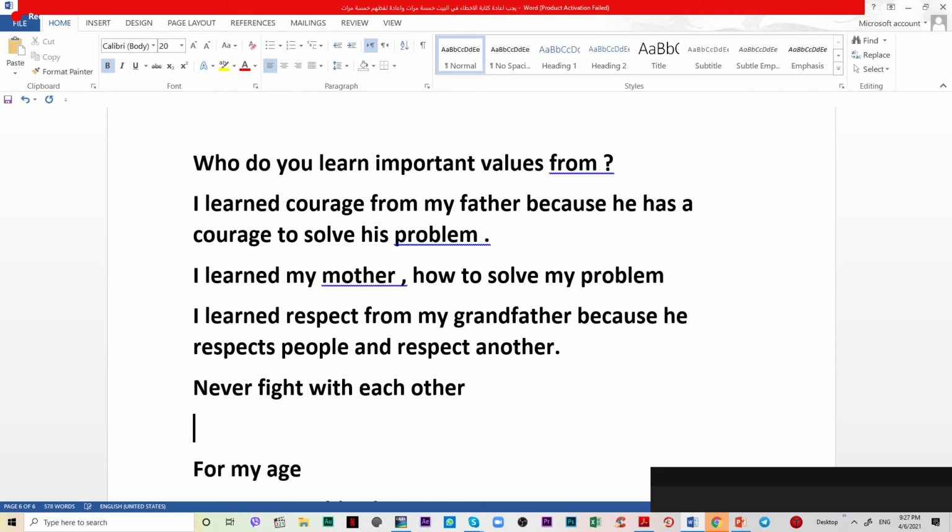I learn about sportsmanship from my brother because he always has sportsmanship even when he gets a problem or bad time. In difficult times, in the bad times.